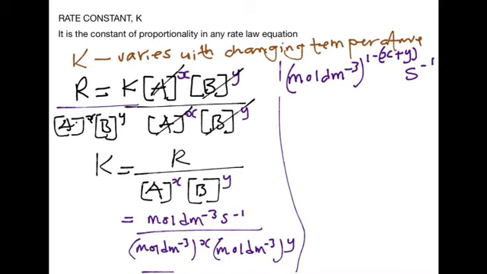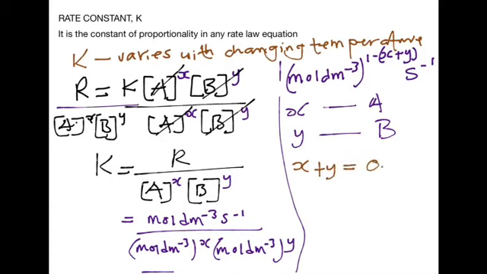Okay, the X is referred to as the order of the reaction with respect to A. And then the Y is the order of the reaction with respect to B. So when we add up X and Y, it will give us what we call the overall order of the reaction.